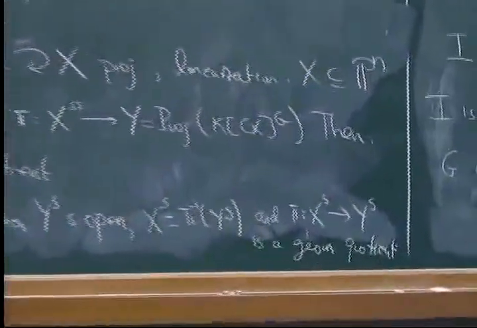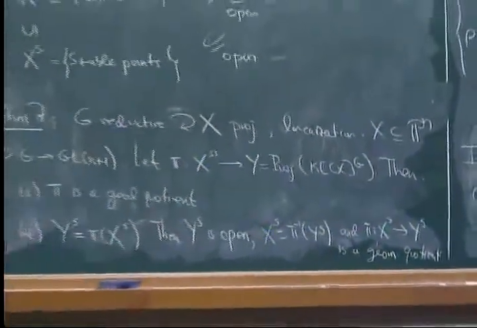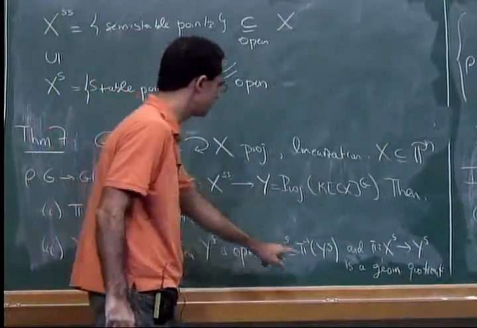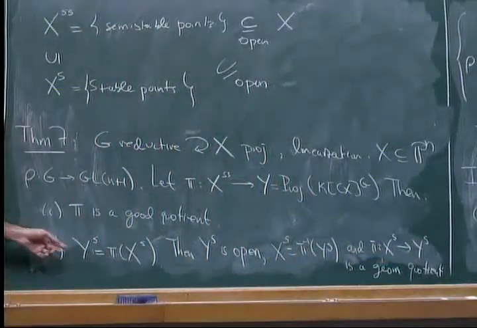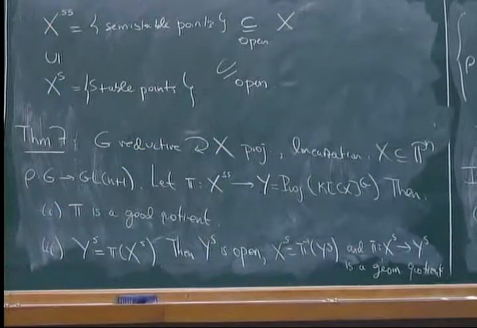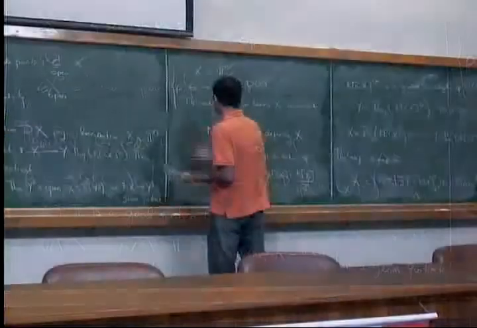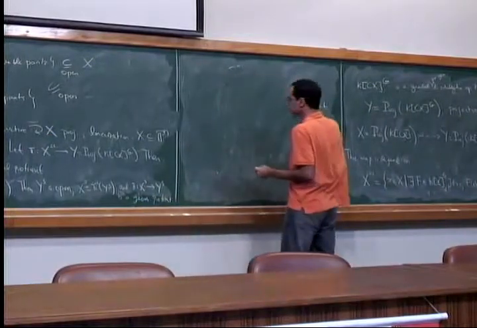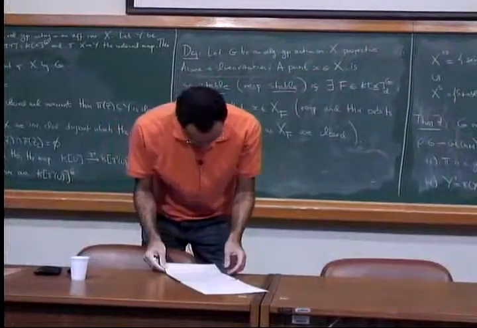Okay? So for the stable locus, you get a geometric quotient, you get an orbit space. And for the semi-stable locus, just a good quotient, but then you get a compactification of YS. So you get an orbit space for the stable locus and a compactification of that orbit space. So let's prove this. I'll briefly sketch I. And then we might want to leave this for next lecture. Let's see if I have time.